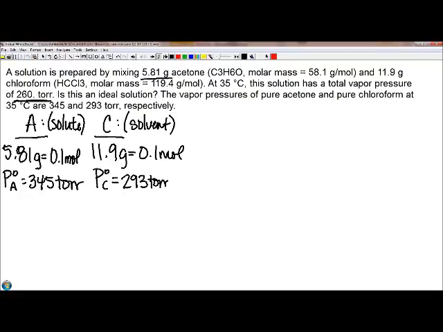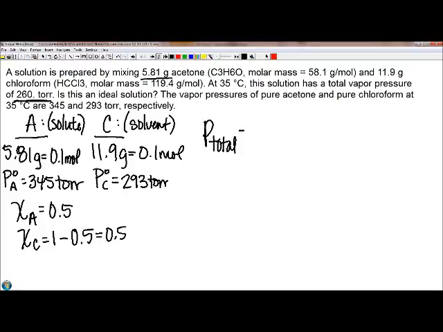Okay, so because they're equal amounts of moles, the mole fraction of each is actually going to be 0.5. Because if you solve for one to be 0.5, then you can subtract the other one from 1, because mole fractions all add up to 1, like percentages add up to 100. And so both mole fractions will be 0.5 to save us some time. Okay? So now let's plug into our P total to figure out if this is ideal.